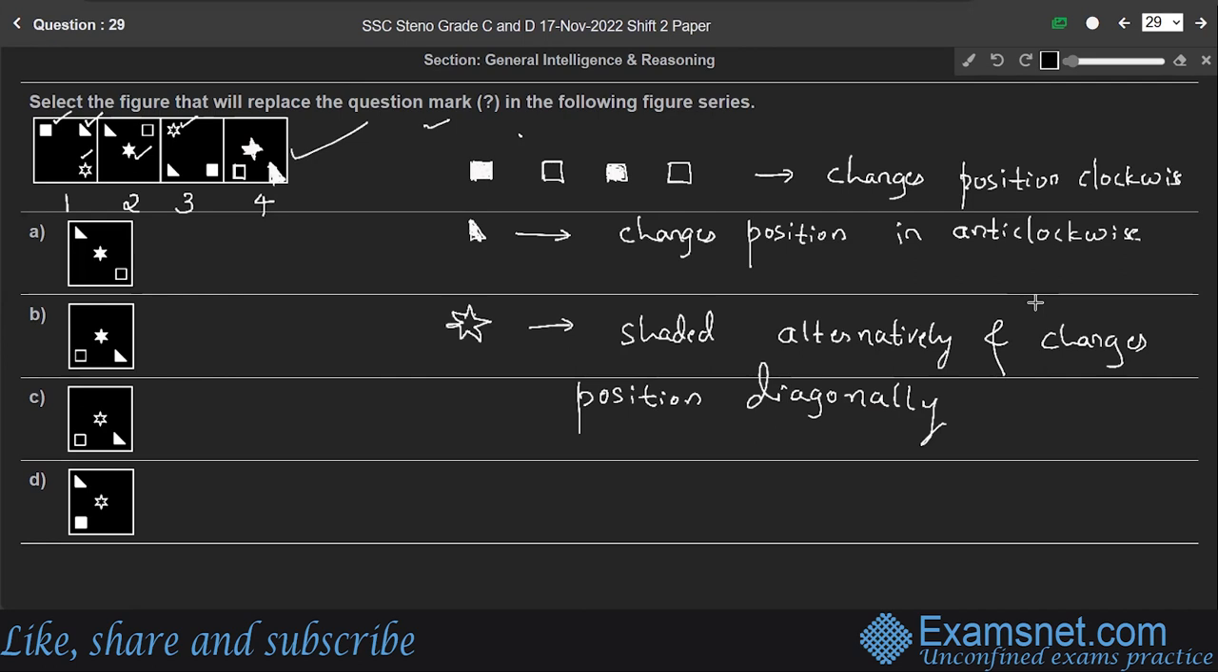So look at the options. Yes, shaded asterisks. So either option A or B. So here option B is the fourth figure, right? So square is non-shaded and triangle is shaded, which is at the bottom, right? Therefore, option B is the fourth figure in the given figure series.